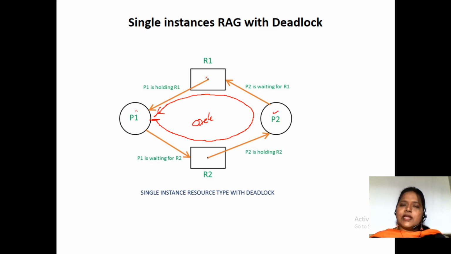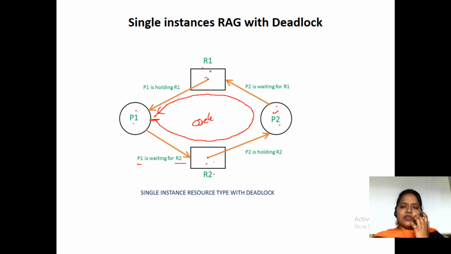P1 is holding the resource R1. Why? Because this edge towards P1 is holding the resource. An edge from a process towards a resource is a requesting edge. See here, process P1 towards R2 means P1 is waiting for the resource R2, and this R2 is held by P2, and this P2 is waiting for R1. Fine. Here we formed a circle.